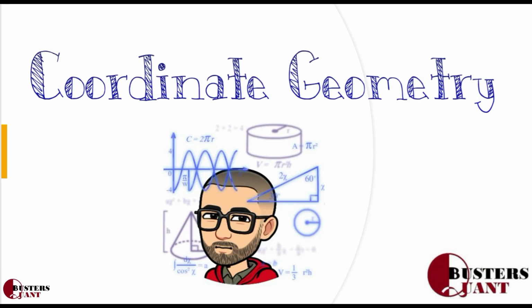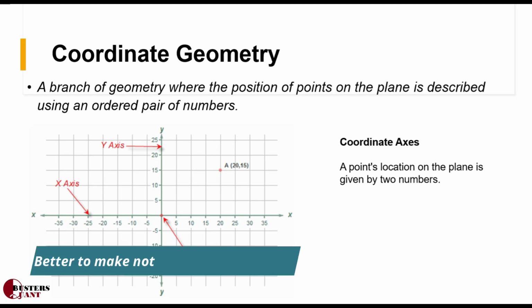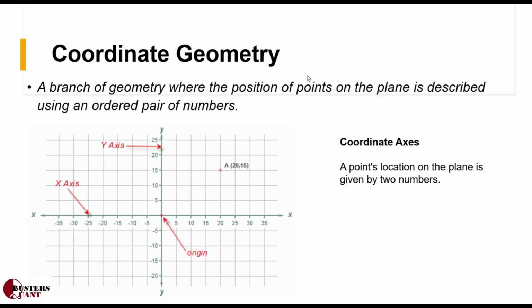Hi, let us start coordinate geometry. Coordinate geometry is a branch of geometry where the position of points on the plane is described using an ordered pair of numbers. So if I point any point, for example this point, then the position of this point can be described using only two numbers: 20, 15.